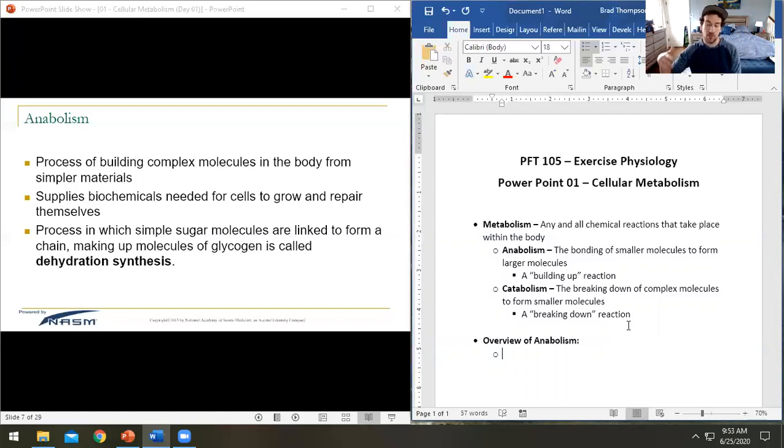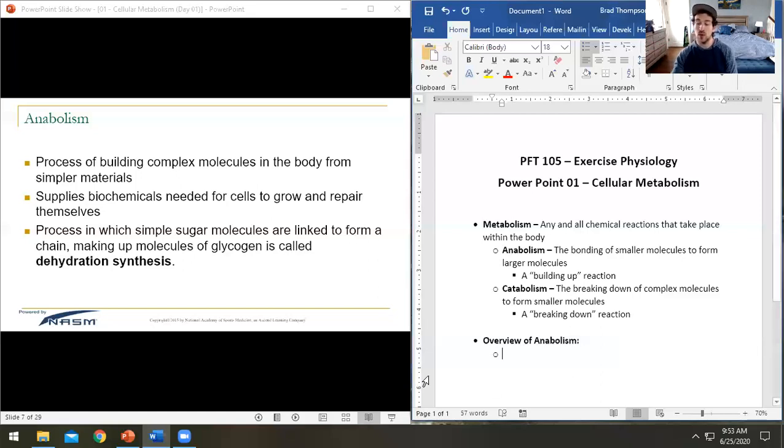Remember we were talking about building up fat to be used for energy later. That's great. But we also have to be able to build up glycogen to be used for energy later, because we need glucose as a fuel source for intense activity. So how do I create a new molecule of glycogen?